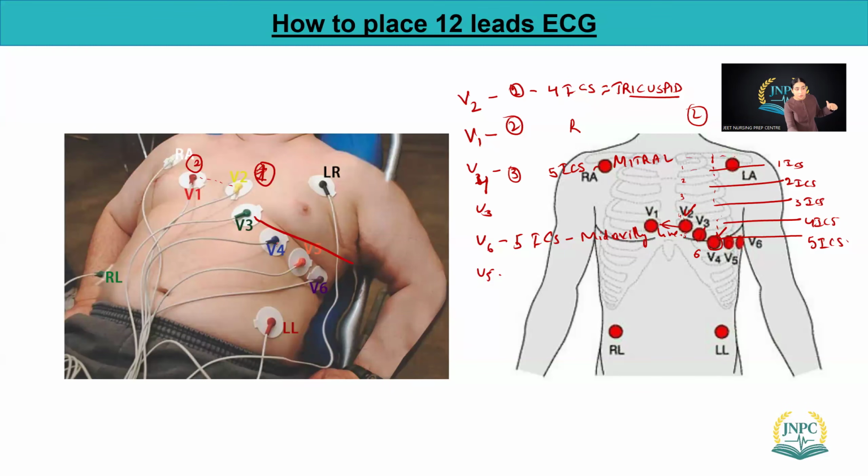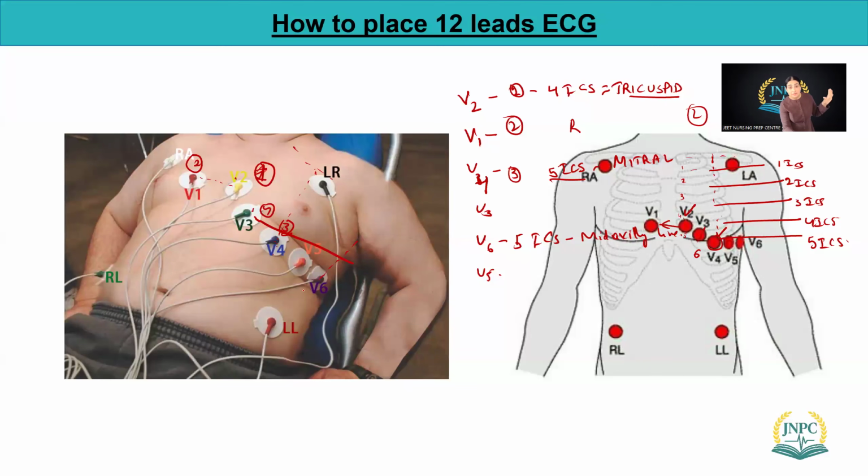Now think about your V4. V4 is if you draw that mid-clavicular line, and that's on fifth intercostal space. So put that V4, that is your third lead. And then between V2 and V4, put that V3, that is your fourth placement. And after that, think about V6, that should be in your mid-axillary line.